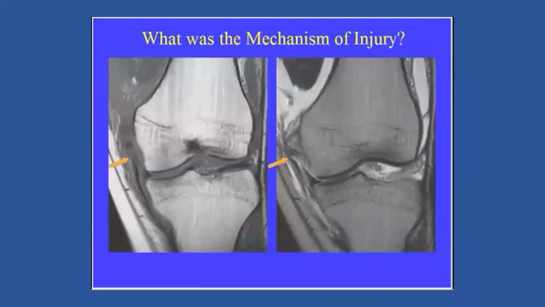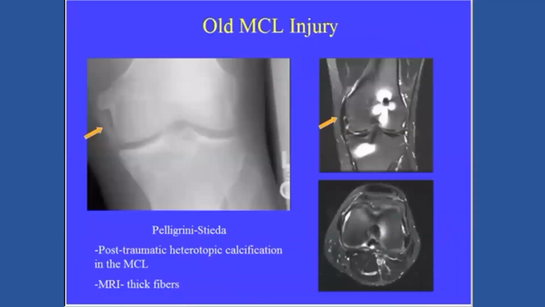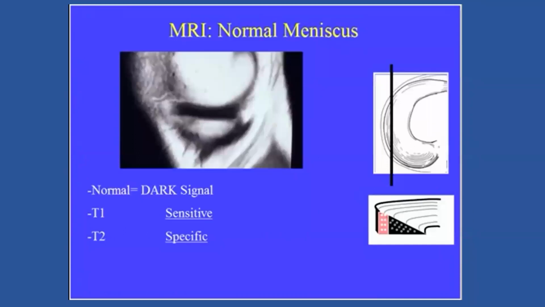Okay, so you have to be careful about this. You have to pay attention to the ligaments. You have to pay attention. This is an old tear of the medial collateral ligament that we call Pellegrini-Stieda injury. You have to look and know how to read meniscus tears.